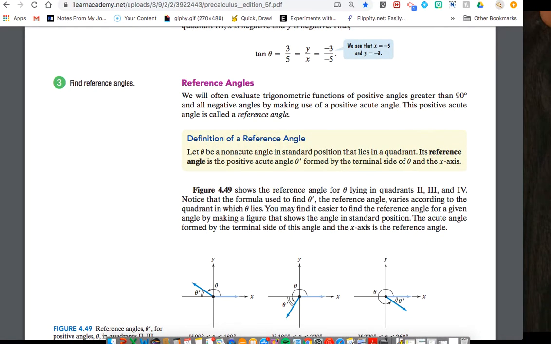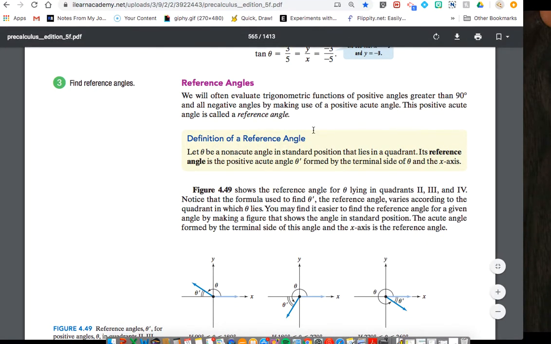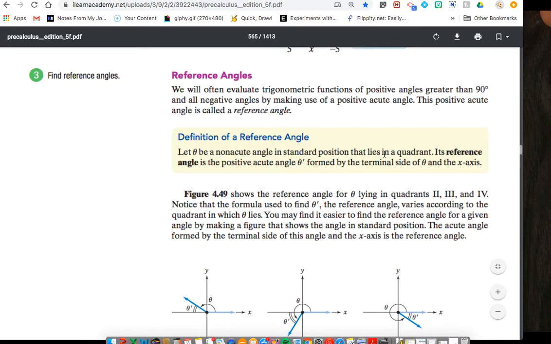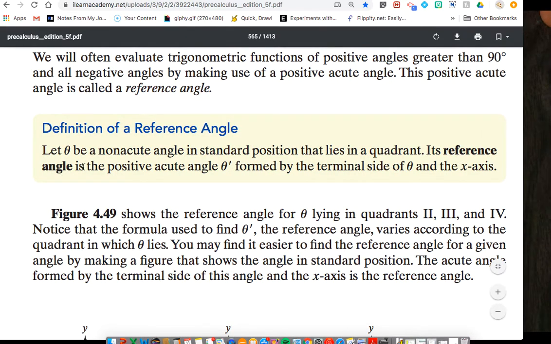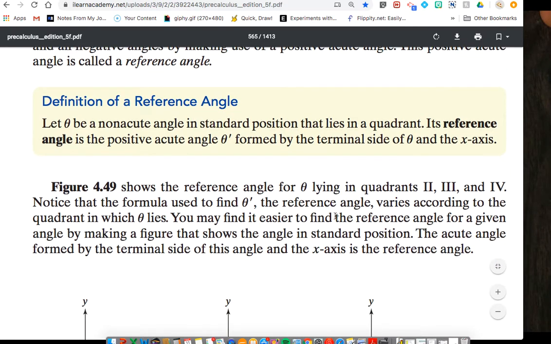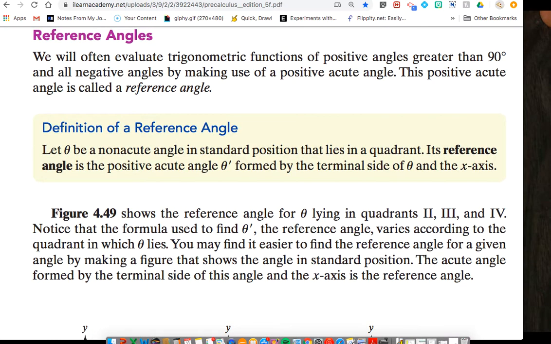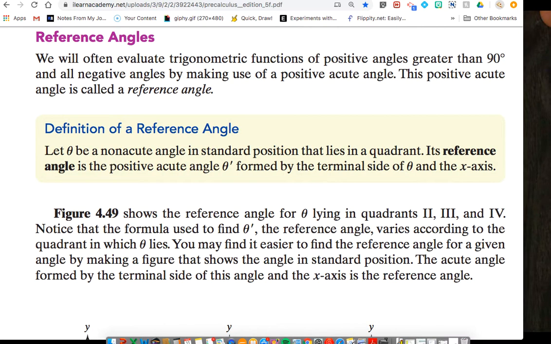All right, let's do this 4.4, continuing, talking now about reference angles. What are these things called reference angles? We let theta be a non-acute angle in standard position that lies in a quadrant. Its reference angle is the positive acute angle, theta prime, formed by the terminal side of theta and the x-axis. So we're going to be making all of these based off of the x-axis and some line that goes away from it.